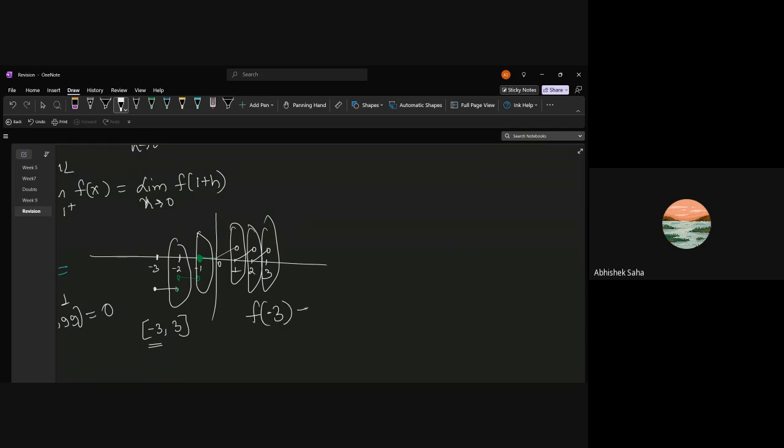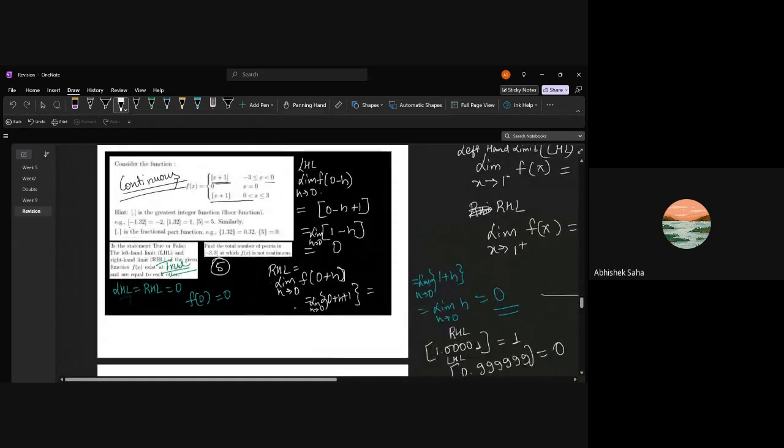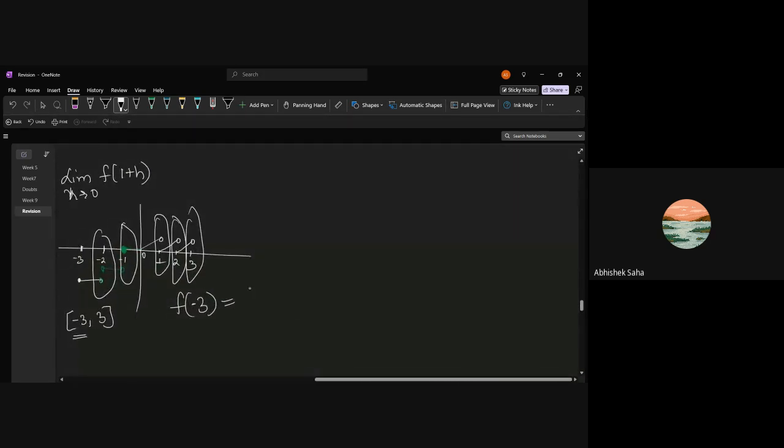So what is the function value at -3? It is the greatest integer, so greatest integer of -3 plus 1, that is equal to -2.